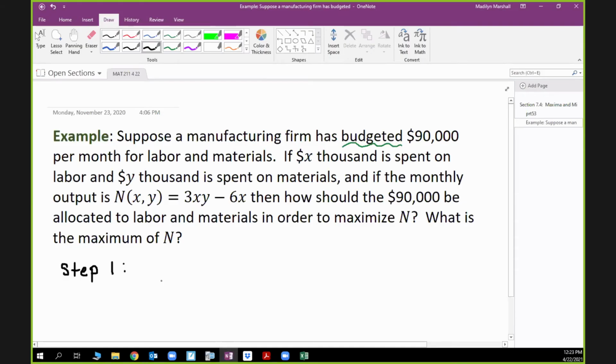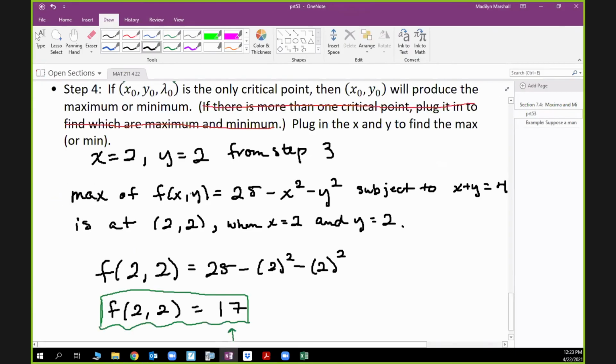So step one, we are trying to maximize. Is that n xy comparable to our lowercase f xy? Yes, okay, it is. So the lowercase f of xy, I'll go back for just a second.